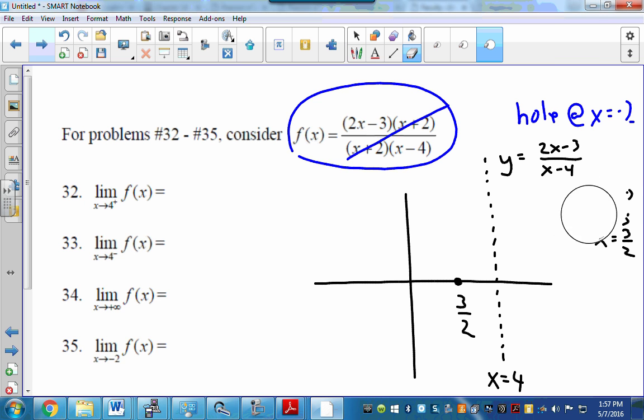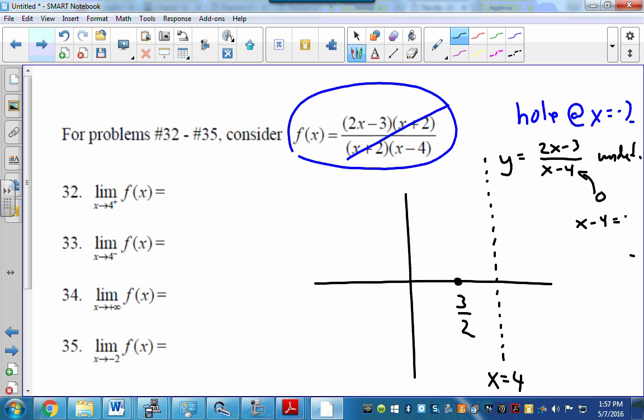So if I said, again, just looking at what was left after I canceled, what makes this thing undefined? Well, we know it would be undefined if the denominator was 0. So x minus 4 is 0 creates an undefined situation. x is 4, and that's where my pole is.